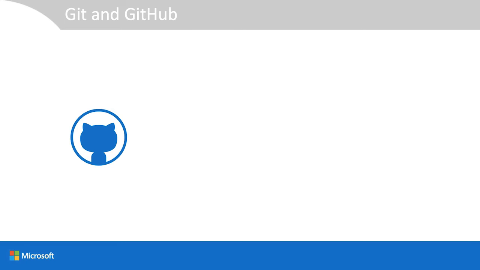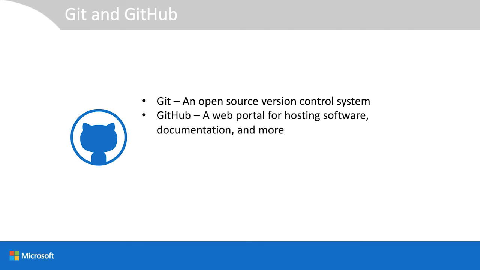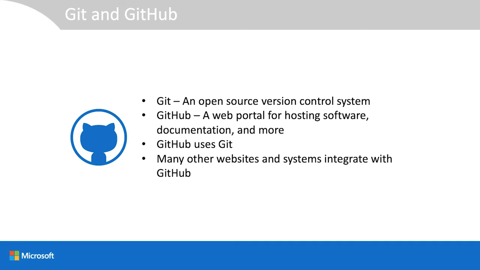You've learned about Azure DevOps and how it can help software development teams work together. Most software development teams use a version control system, and the most popular open source version control system is called Git. Teams that use Git will also often use GitHub, and GitHub is a web portal for hosting software, documentation, and more. The underlying system behind GitHub is Git, and because of the popularity of both Git and GitHub, many other websites and systems integrate directly with GitHub. So let's head over to GitHub and I'll show you how it works.